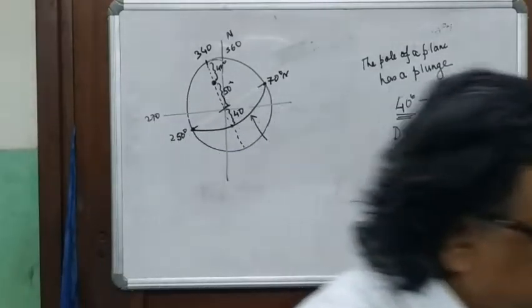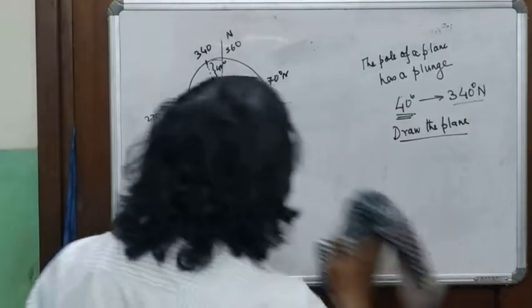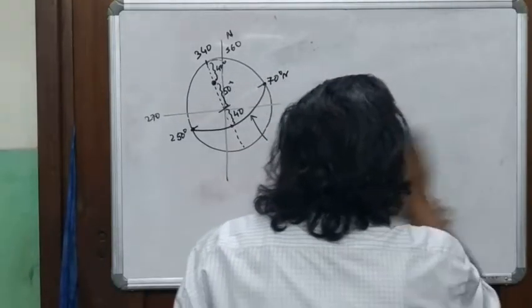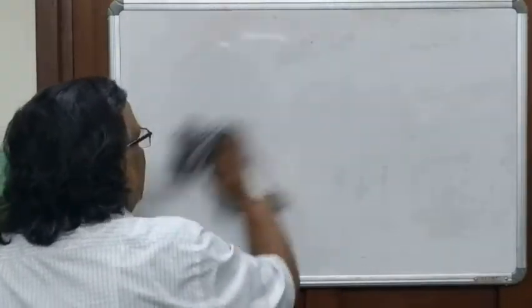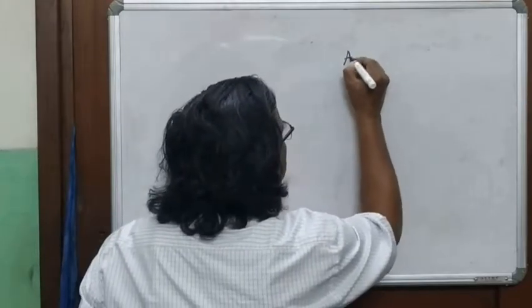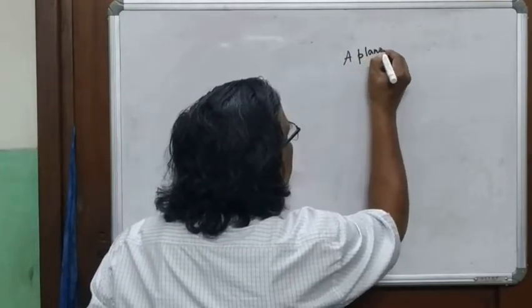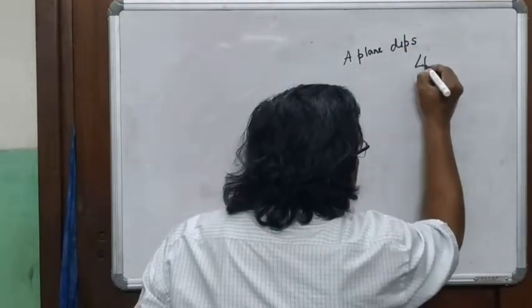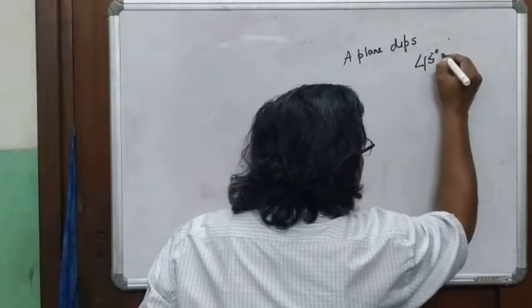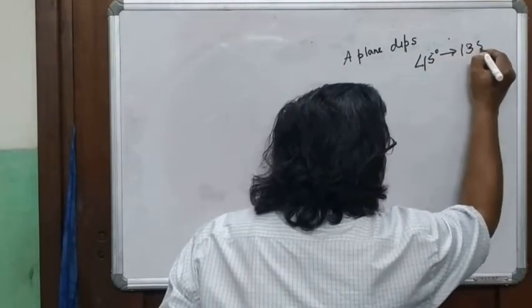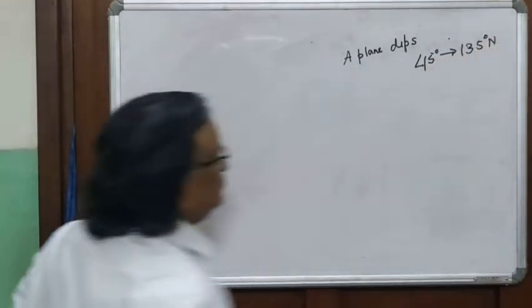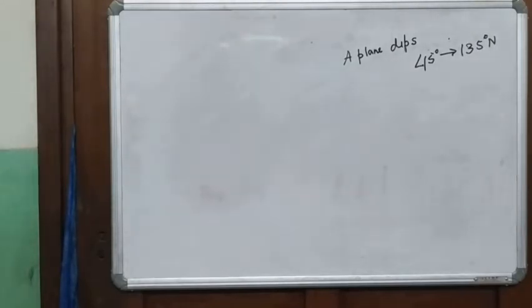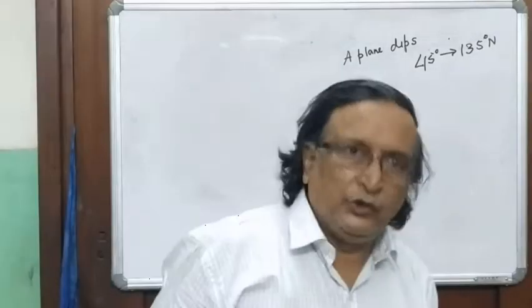Now let's do another problem. A plane dips 45 degrees towards 135 degrees north. A plane dips 45 degrees towards 135 degrees north.